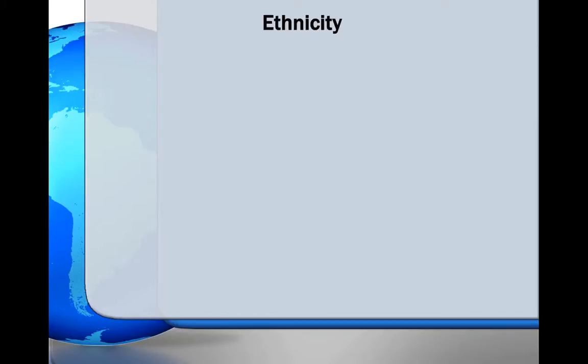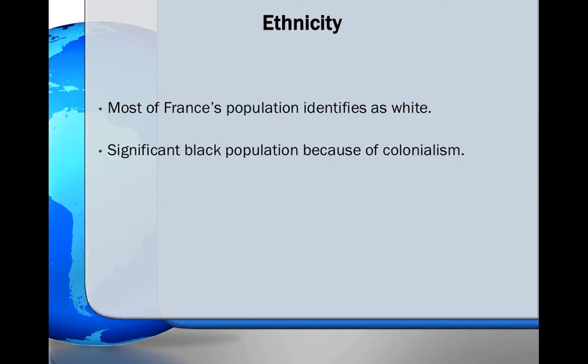And we also need to talk about its ethnicity. Most of France's population still identifies as white. This is the same throughout most of Europe, especially the Anglo-Saxon and Germanic populations. However, there is a significant black population in France, especially in the wake of colonialism and decolonization in the late 20th century.